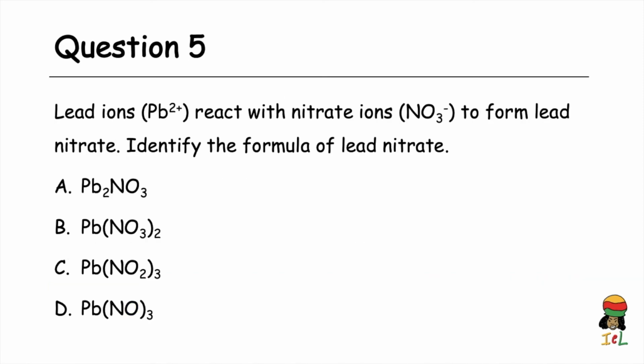Question 5. Lead ions Pb2+ reacts with nitrate ions NO3- to form lead nitrate. Identify the formula of lead nitrate. A. Pb2NO3. B. Pb(NO3)2. C. Pb(NO2)3. D. Pb(NO)3. The answer is B. Pb(NO3)2.